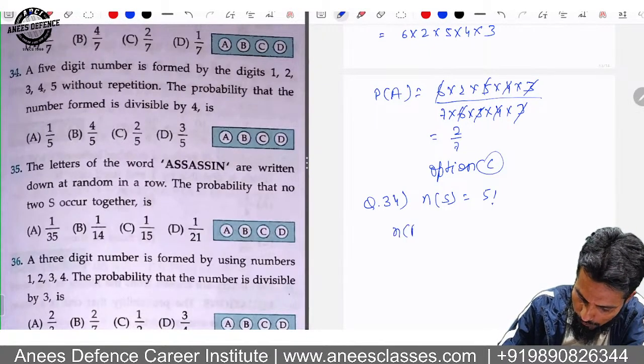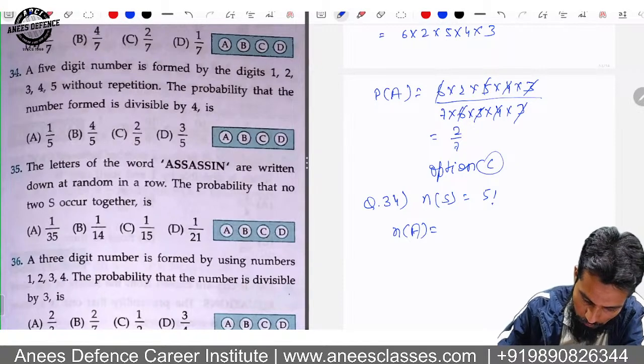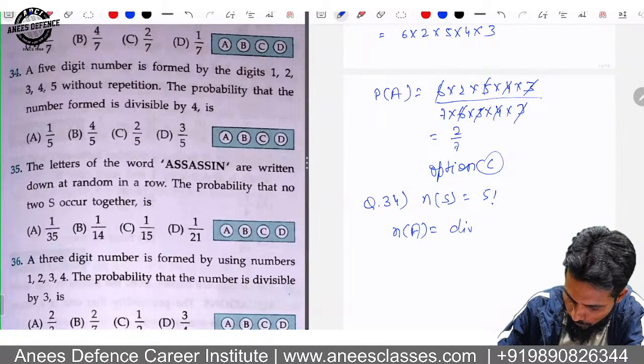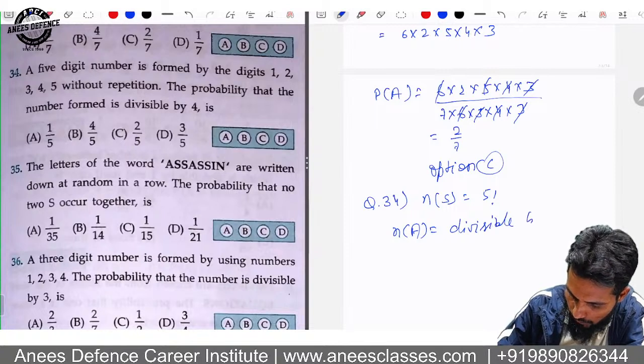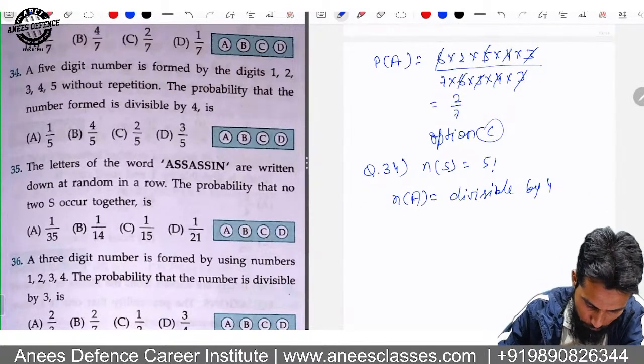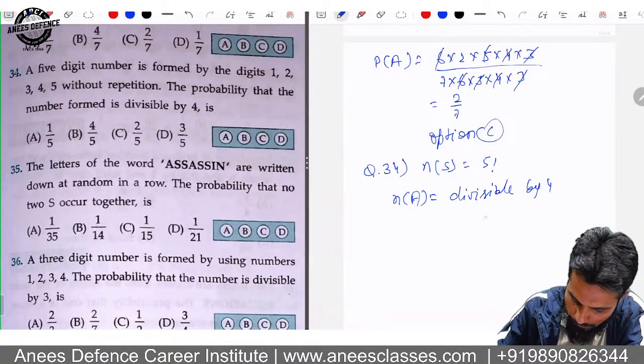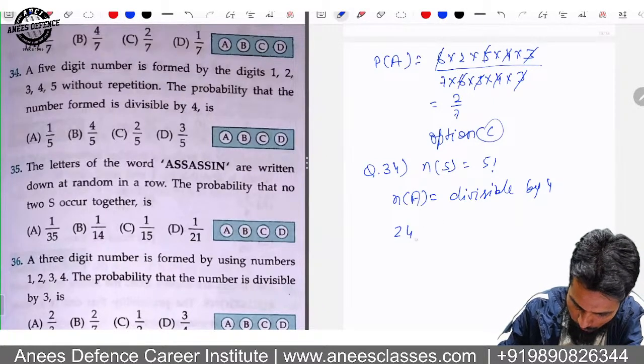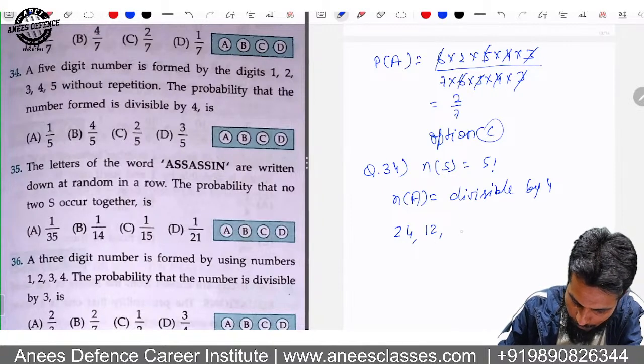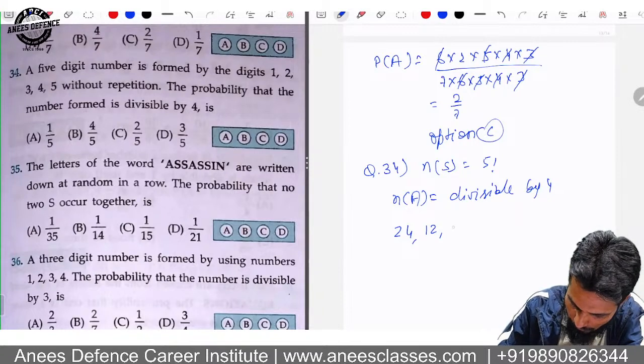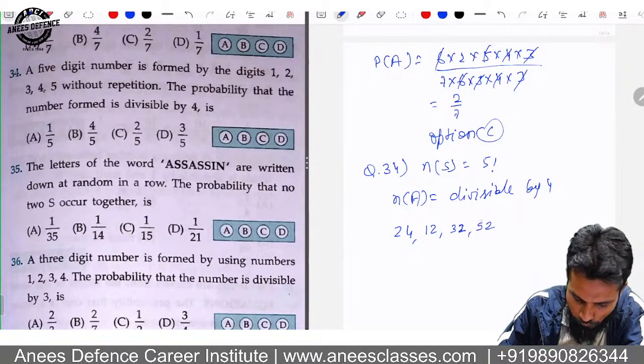Then according to the event, they have said divisible by 4. So for divisible by 4, you have to check the last 2 digits. How many pairs can you make for divisible by 4? It may be 24, or 12, or it can also be... we need to solve it. 24, 12, how many numbers are still there? Yeah, 32 is there. Yes, 32. 52. Yes. More? 4 only.